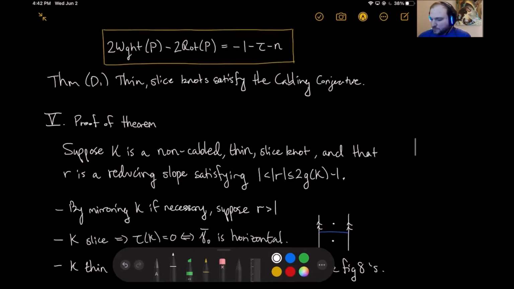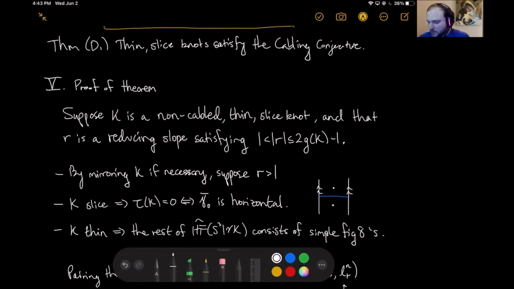So we can assume K is non-cabled, thin and slice, and then do the Montesinos-Sayari bound earlier, that if we have a reducing slope, it satisfies this genus bound. Mirroring if needed, mainly for convenience, we just suppose that the surgery slope is positive.